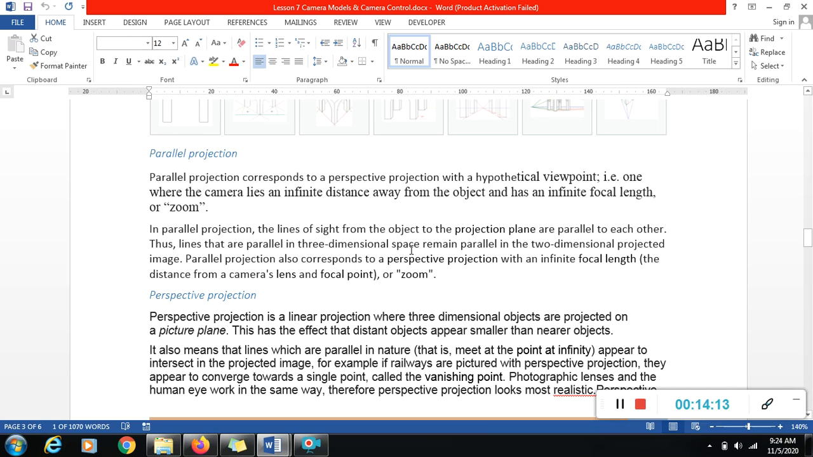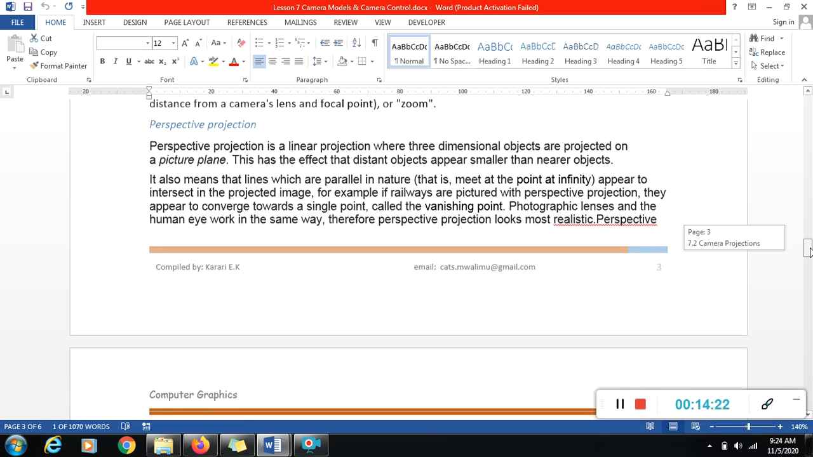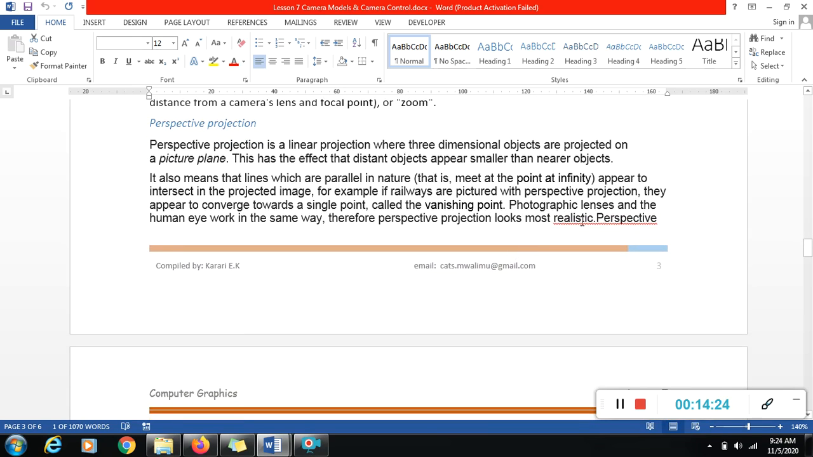Parallel projection also corresponds to a perspective projection with an infinite focal length, that is the distance from the camera lens to the focal point, or zoom. So I think there is no vanishing point issue. That's why we talk of the perspective projection, which looks more realistic.